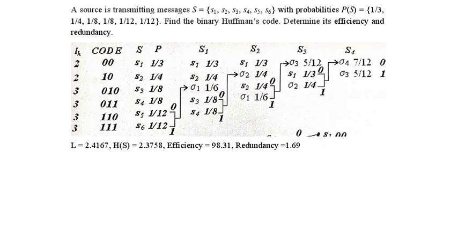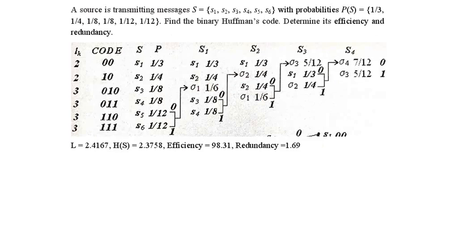A source is transmitting messages S1 to S6 with probabilities 1/3, 1/4, 1/8, 1/8, 1/12, 1/12. The source S is generating 6 symbols S1 to S6 and their probabilities will be as given here. Find the binary Huffman code, determine its efficiency and redundancy.